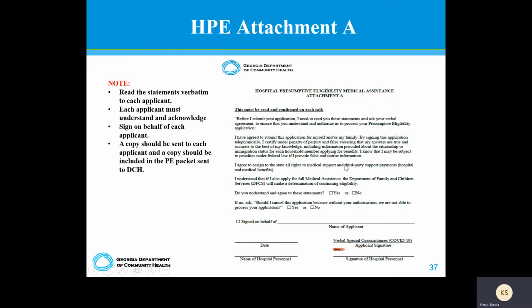Okay, so again, if you do a PE application over the phone, once you have read this verbatim and they have given their verbal consent and you sign on their behalf, this copy always has to be sent as part of your PE packet. And then if you have to do an update, remember to include this as well. So a copy will be in your PE packet, and then a copy will also be going to your applicant. And we'll go over the process in just a moment, because we're going to look at the process for applications that are done in the office, and we're going to look at the process for the applications that are done over the phone.